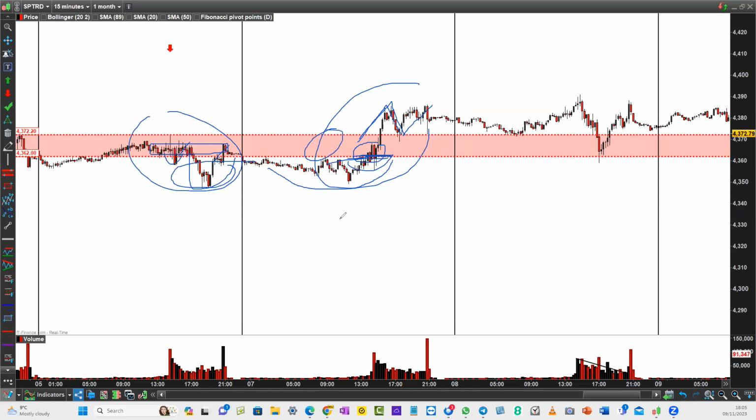So bear in mind on the S&Ps at the moment, let me just double check what I'm about to tell you. We are above the 20 and the 50-day average. So you should be buying dips. Any market that's above the 50 and the 20-day average on a daily chart, you should be buying dips.